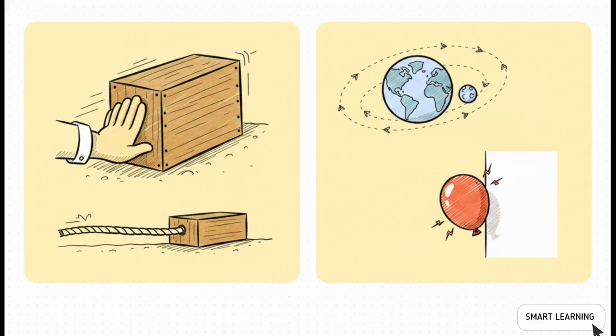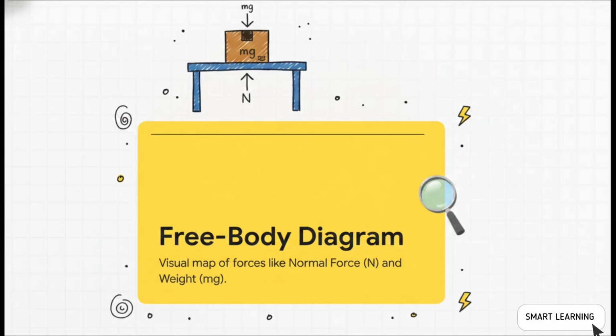No touching required. To make sense of all these competing forces, physicists use something called a free body diagram. Consider a simple box sitting on a table. It looks like it's just sitting there, right? Doing nothing? But actually, it's a total battleground. Gravity's pulling the mass of the box down. That's weight, shown here as mg for mass times gravity. But why doesn't the box just fall right through the table?